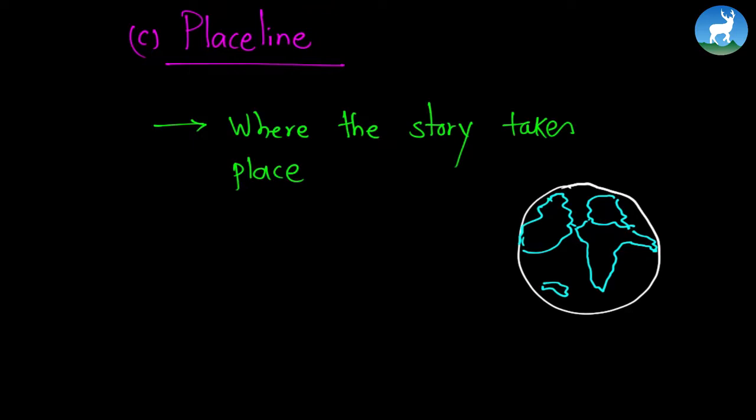Now the placeline is where the story took place, right? Maybe the story takes place somewhere in Nepal, so we don't know. So it is where the story takes place. Now we have another element which is called the lead, or simply lead.